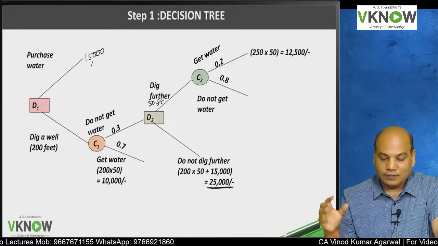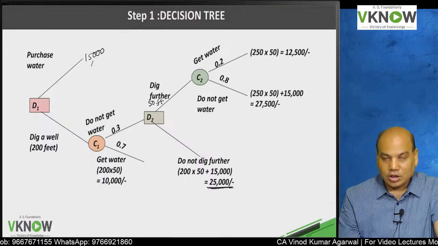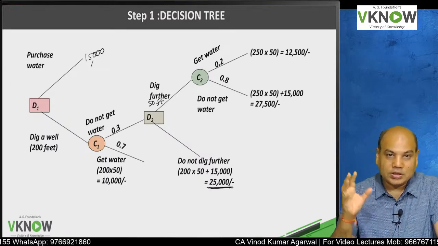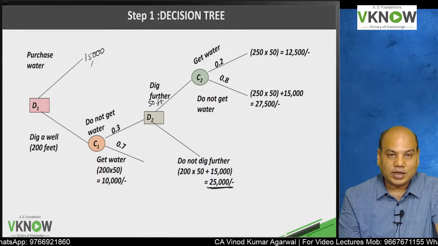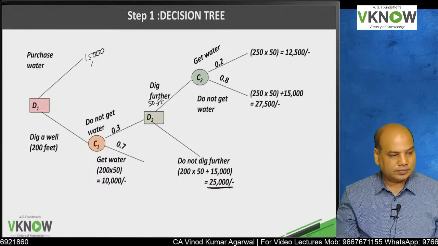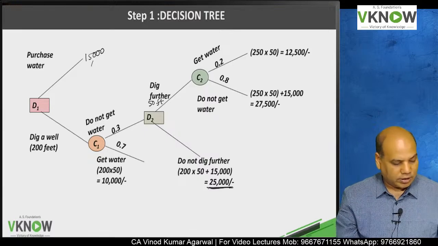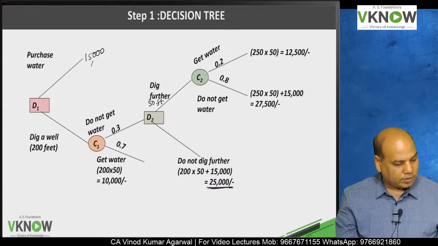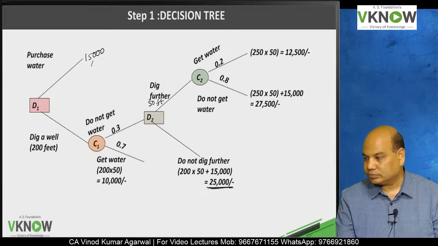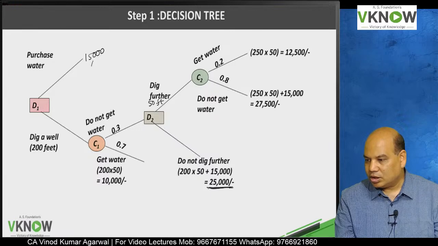But my bad luck, if I do not get water even after drilling further 50 feet, I have already incurred 12,500 rupees in digging, plus I have to purchase water from the market at 15,000. So my total cost will be 27,500. Is it right now? Please say yes or no. Yes. So this is my diagram. Any query on the diagram?